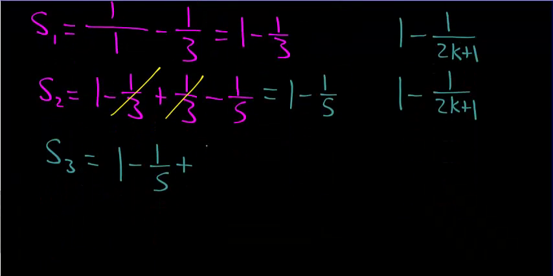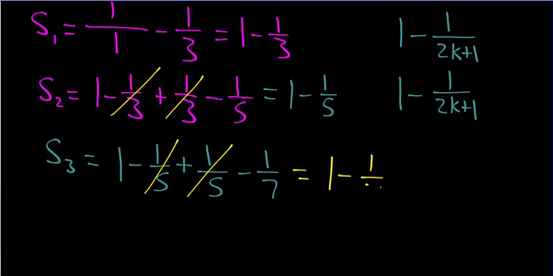Yeah, I got to figure out what causes that. And then what's the next term? 2k plus 1? So that's 1/7? Is that right? Yeah. Now look, these ones, they're gone, and I've got 1 minus 1/7. Now that is 1 minus 1 over 2k plus 1, isn't it? When k was equal to 3.